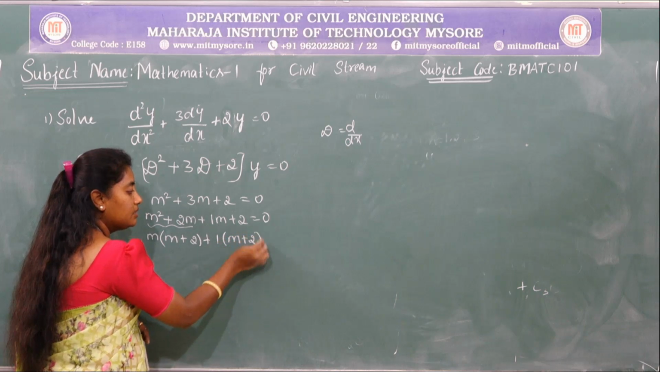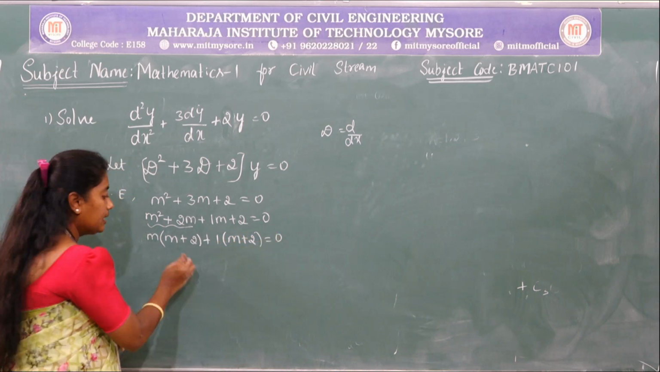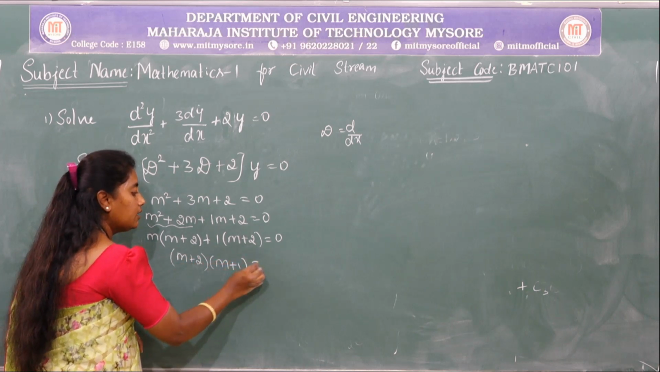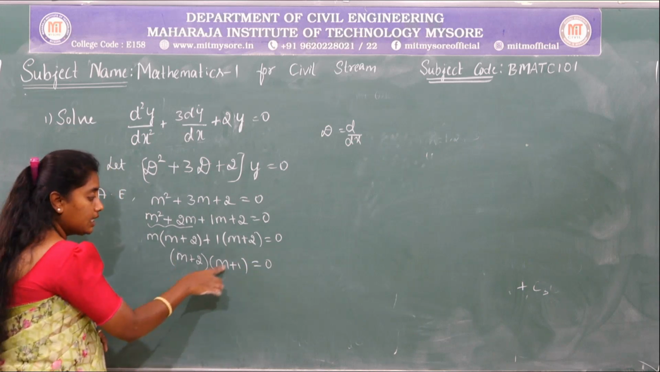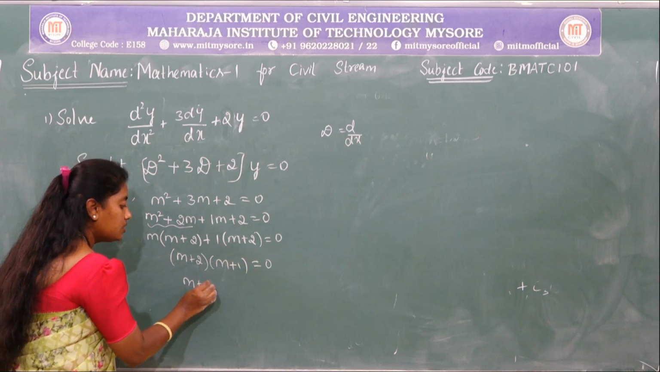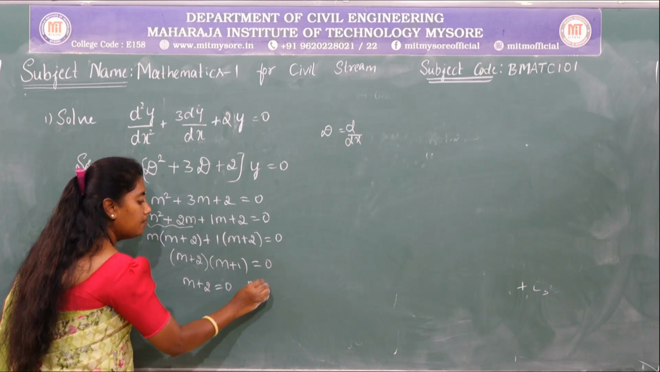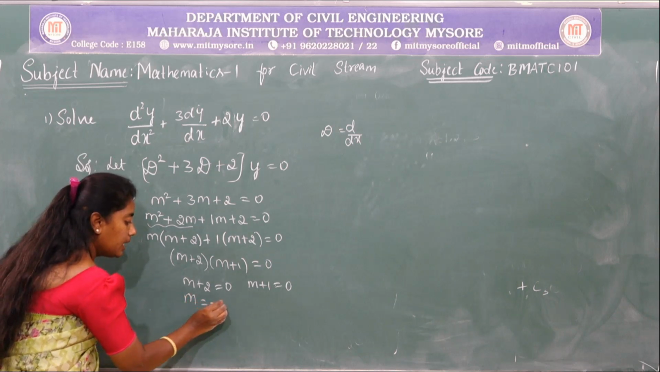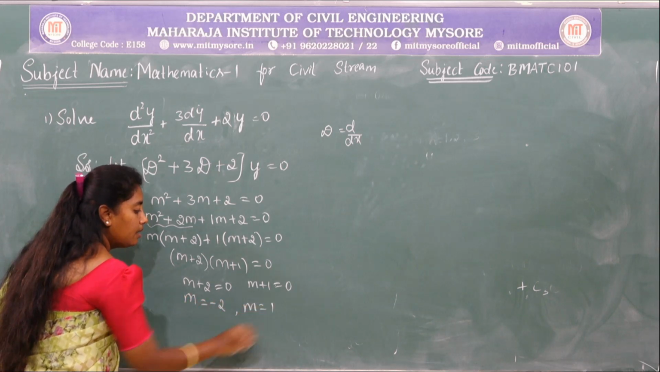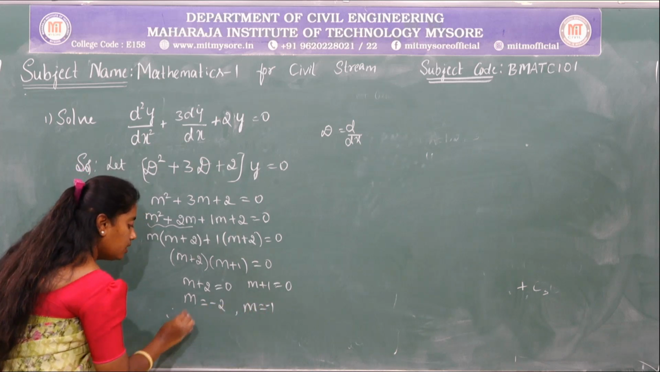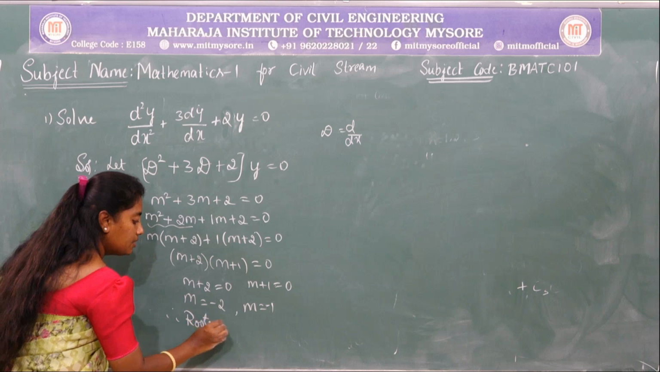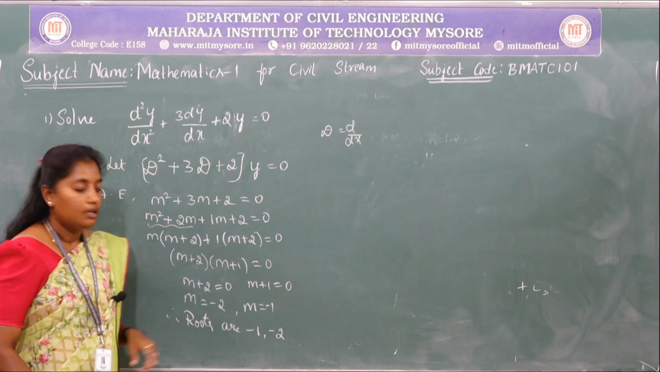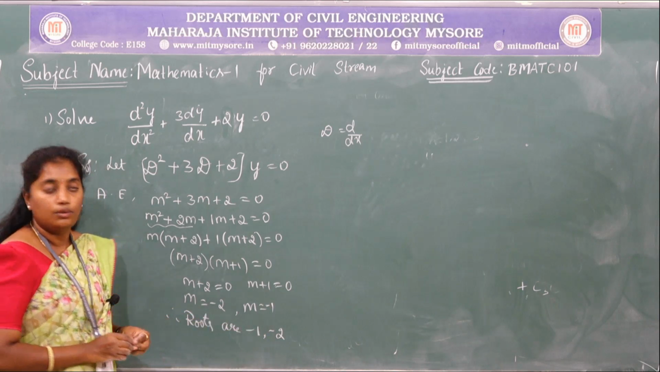1 into (m plus 2) is equal to 0. Again the common element is m plus 2, so (m plus 2)(m plus 1) equal to 0. Equating each term equal to 0, m plus 2 equal to 0, m plus 1 equal to 0. Therefore, m is equal to minus 2, m is equal to minus 1. Therefore, the roots of the given equation are minus 1, minus 2, which are real and distinct roots.